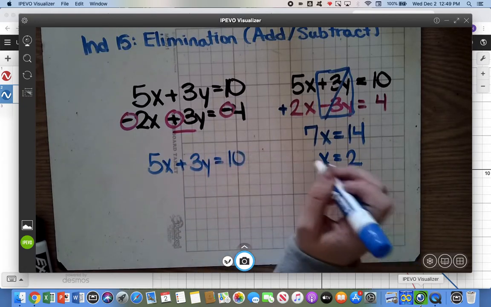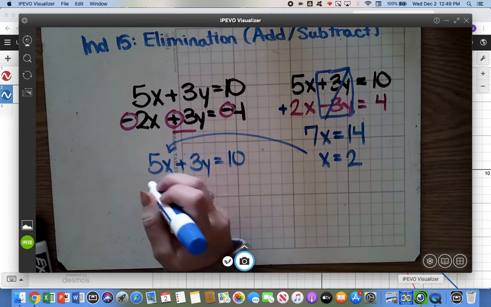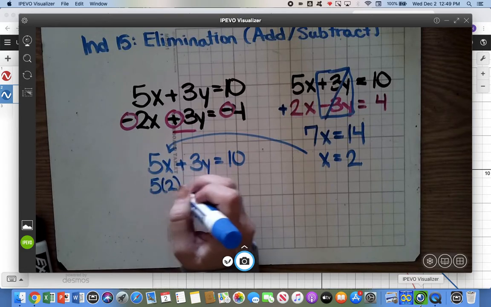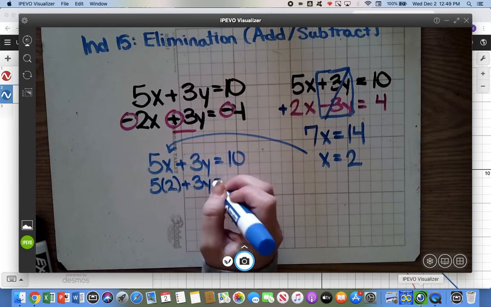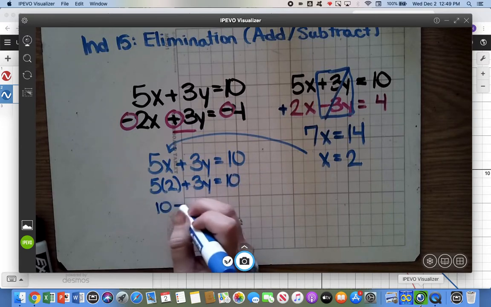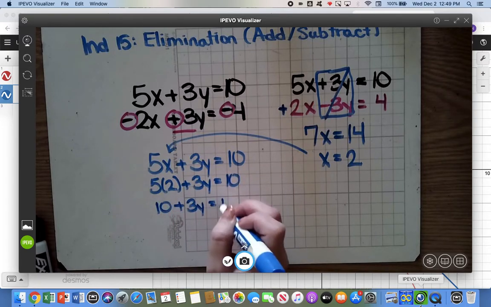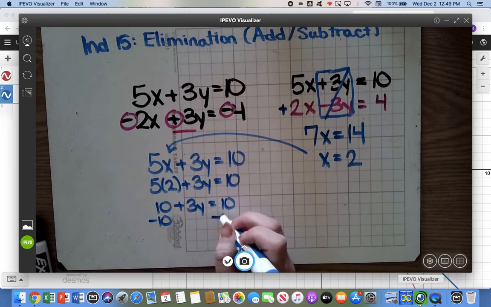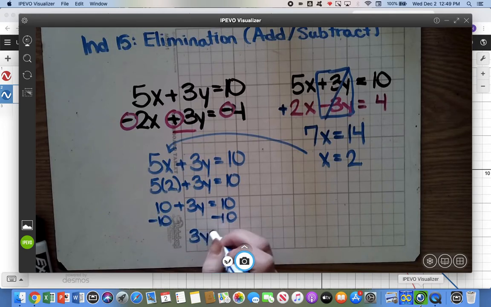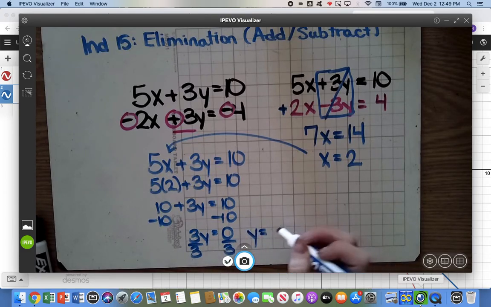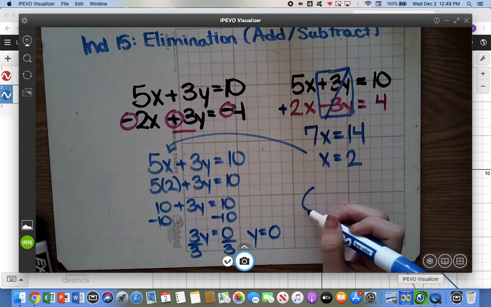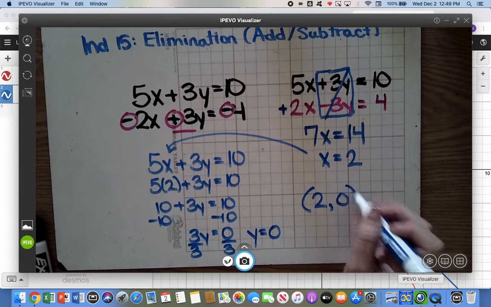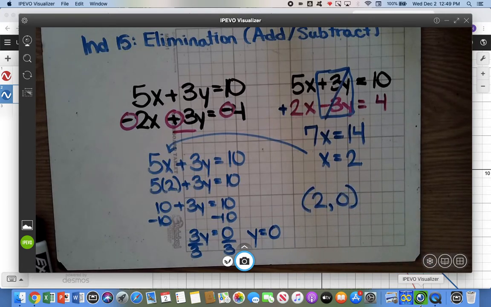But I now know my x value is 2, so I can plug that in. And I get 10 plus 3y equals 10. Subtract my 10 over, and I get 3y equals 0. Hey guys, what's 0 divided by any number? It is 0. So my x-coordinate is 2. My y-coordinate is 0. You can have a 0 in your solutions.